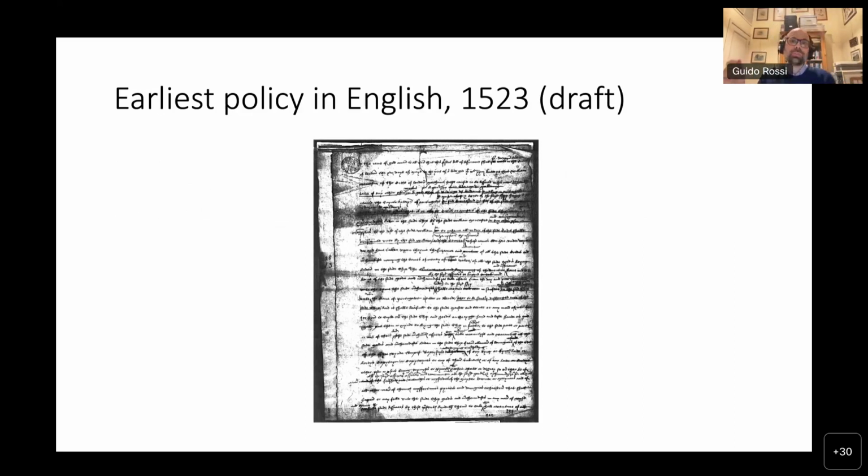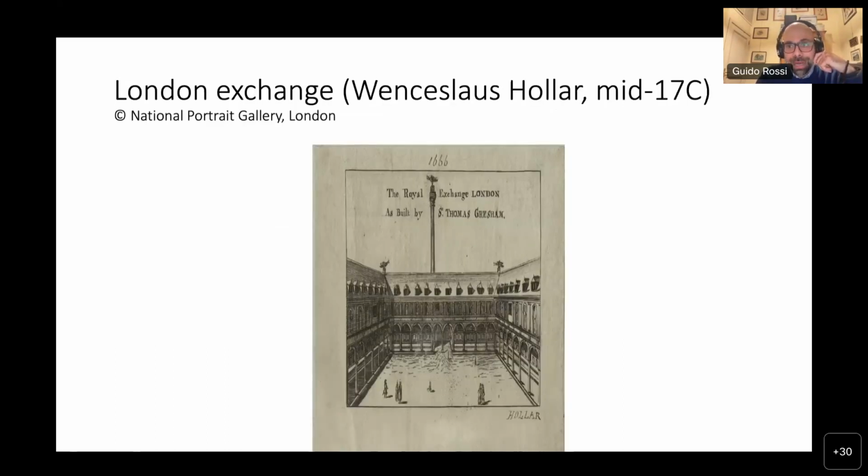It's written in 1523 and is a draft. Is a draft full of words striking out and plenty of additions. So it probably was a sort of an early experiment. But by the middle of the 16th century, insurances were commonly, routinely made in England. And slightly after the middle of the century, London also had its own exchange, as you might know.